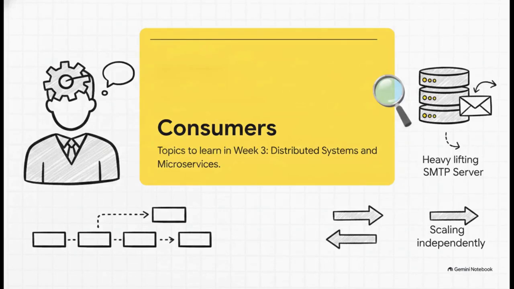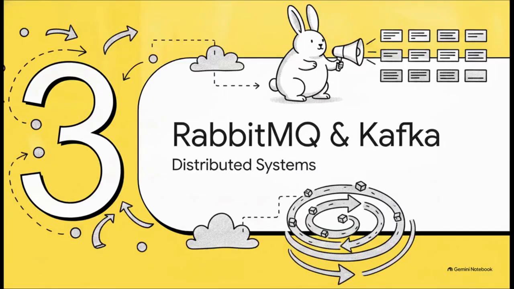On the flip side of the queue, we have the consumer. This is the worker that pulls messages from the queue to process them. This is the hardworking background task of your system. It constantly monitors that queue, picks up the message the producer left behind, and does the heavy lifting, like actually connecting to the SMTP server and sending the email out. By separating the producer from the consumer, neither one waits on the other. You can scale them completely independently. It's honestly brilliant.